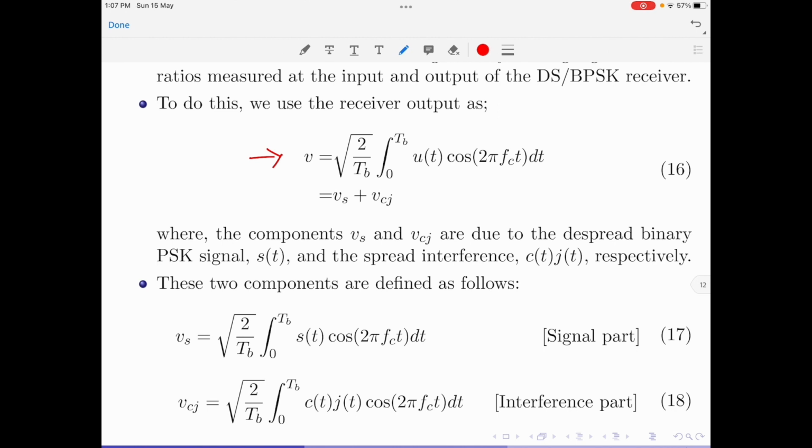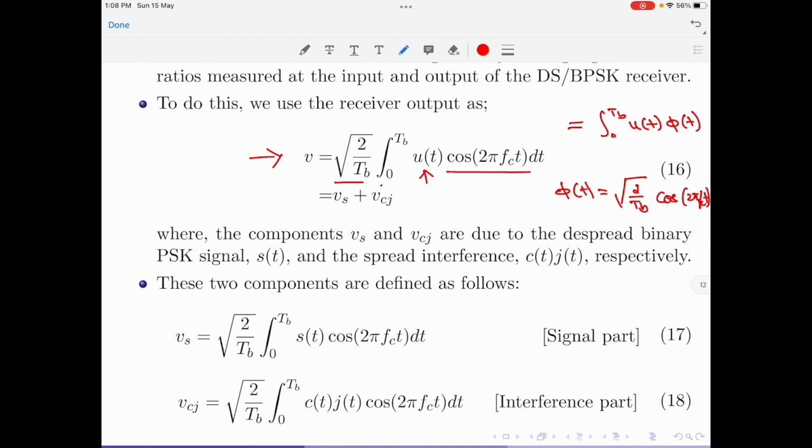The output of this receiver, it should be noted, is equal to integral 0 to Tb, the input of the receiver, which is u of t, multiplied by the basis function phi of t. The basis function phi of t is given by square root of 2 divided by Tb cos 2 pi fct. If you analyze the RHS of this equation, you will find we have written exactly the same. So, we have integral 0 to Tb, the input of the receiver u of t multiplied by the basis function, which is square root of 2 by Tb multiplied by cos 2 pi fct, and then we have the dt.